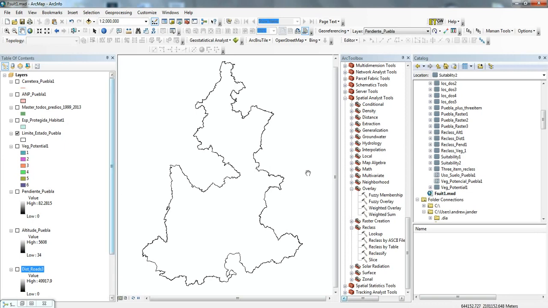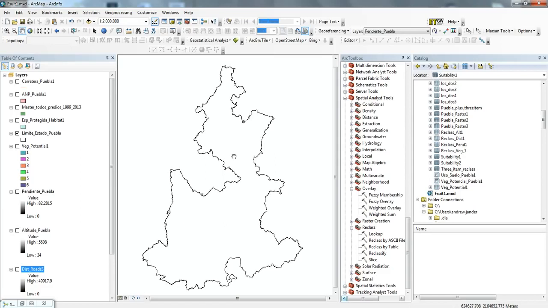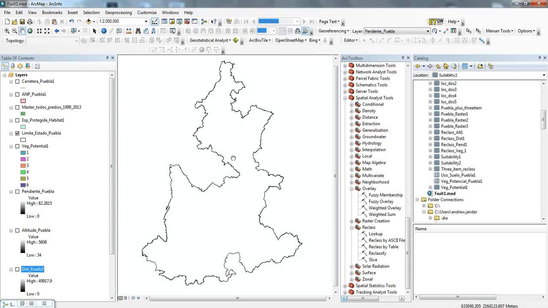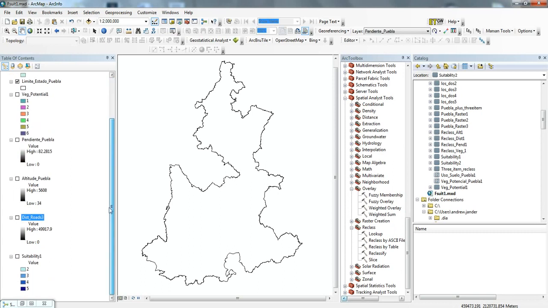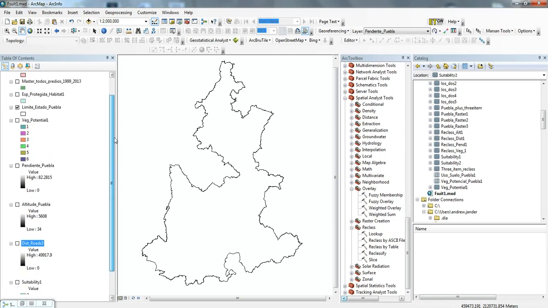Basically, here we have the state of Puebla. And what we want to do is figure out what areas in the state of Puebla would be most favorable to have a working forest or forest property for timber harvest. And so we have some various different inputs that we can look at to help us make that decision.